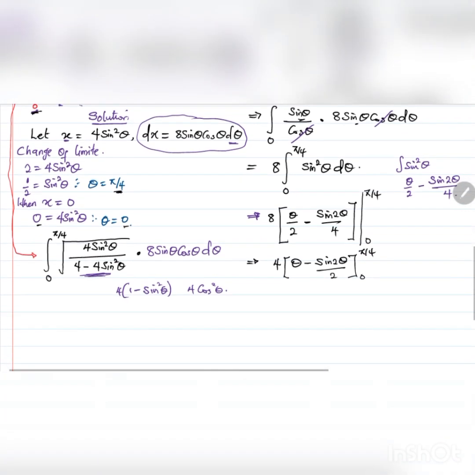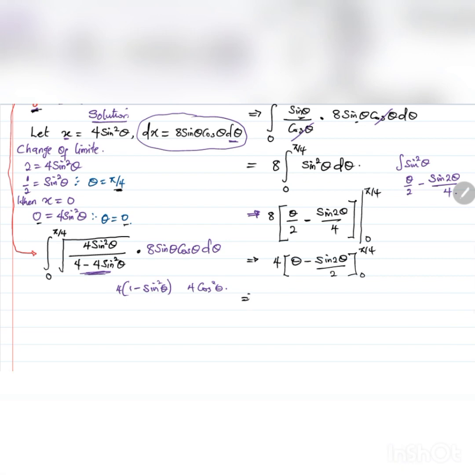Okay, now let's substitute my boundary. Let me use my red pen. The upper boundary is going in. That will give us 4 into bracket, the upper boundary, that's pi over 4, minus, if I substitute my upper boundary here, if I put pi over 4 here, that will give us sine of 2 pi over 4. And 2 pi over 4 is the same thing as 180, right? Yeah, it's the same thing as 90, sorry.